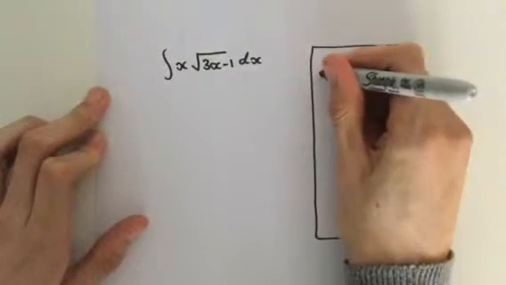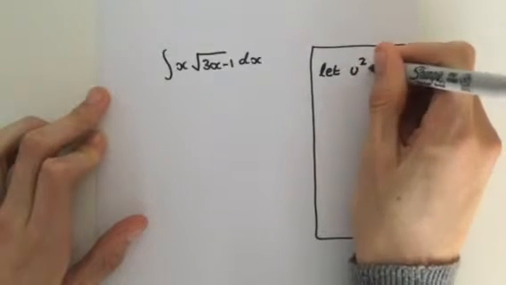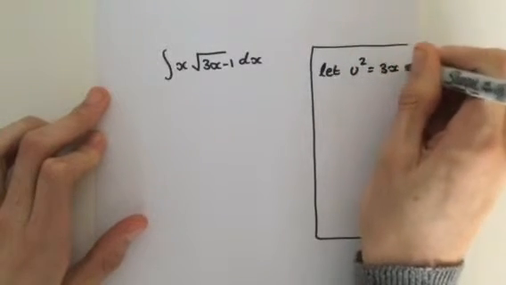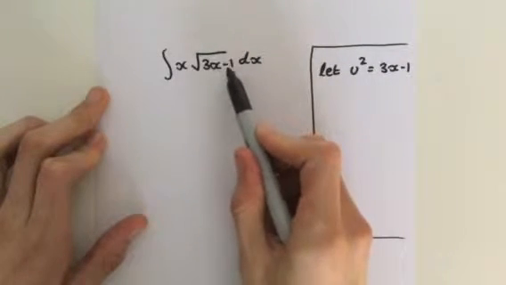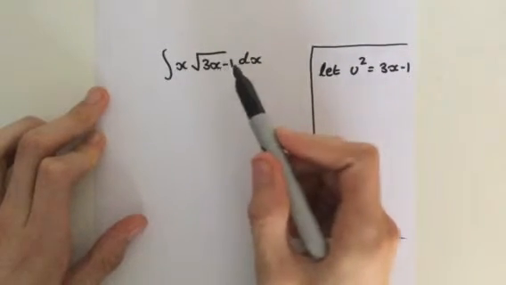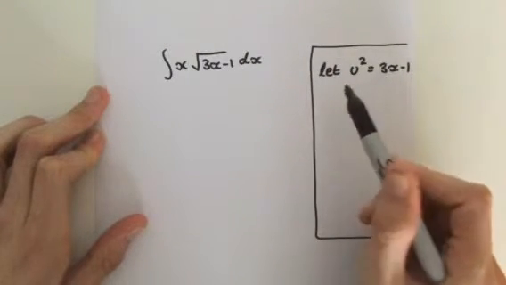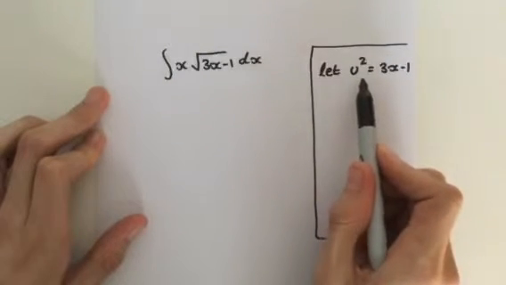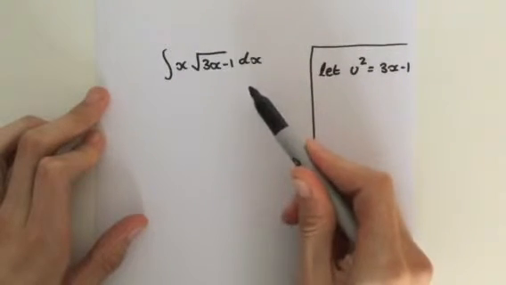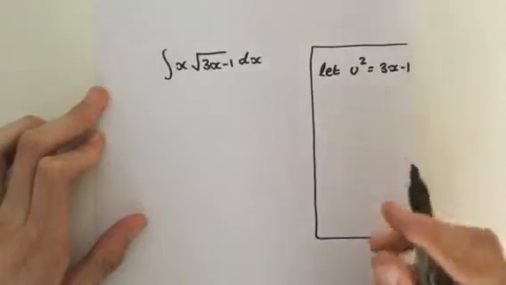So this time we're going to let u squared equal 3x minus 1. You can let u equal the square root of 3x minus 1, however that method is slightly harder. So we're going to take the easy route. If you want, you can try and do u equals the square root of 3x minus 1. It's going to give you the same answer, but it requires more methods. Okay?